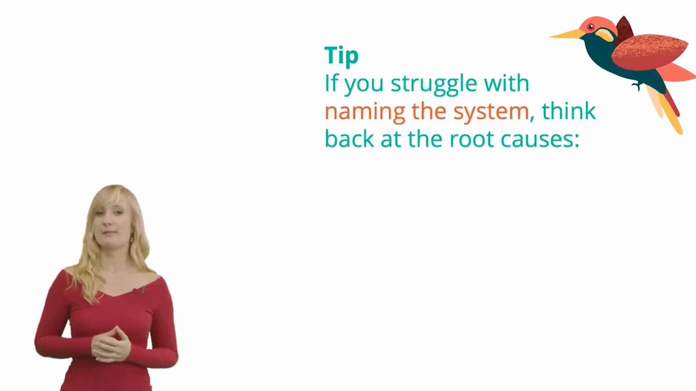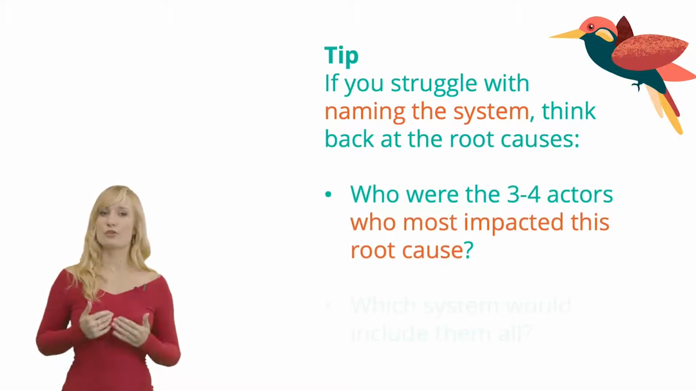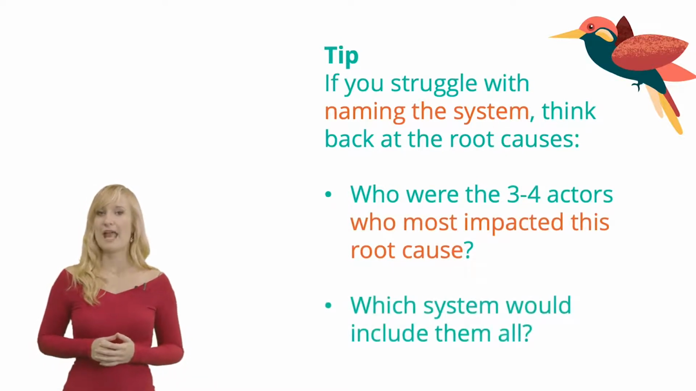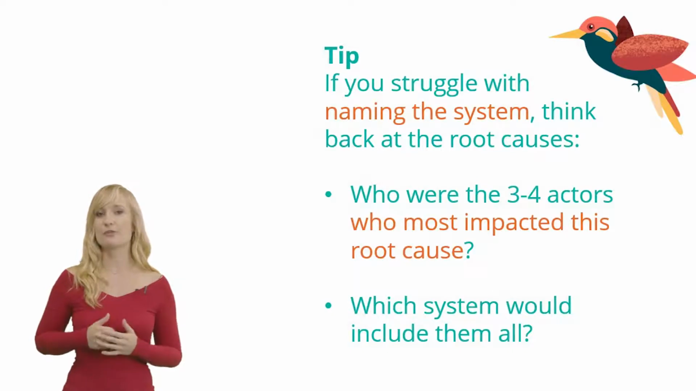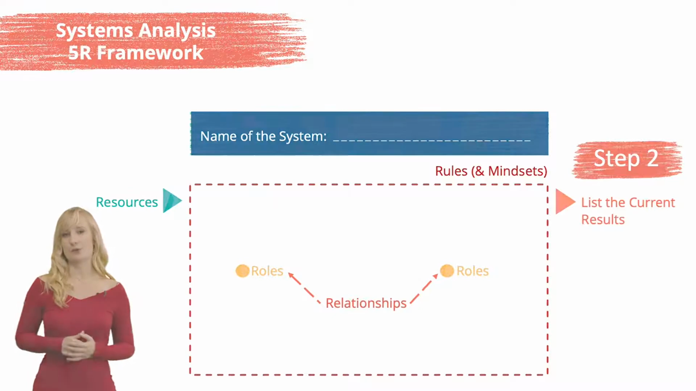If you struggle with naming the system, here's a tip. You can think back at the root of the social problem you chose to focus on and think about the 3 to 4 actors with the most impact in the root cause. Now, think which system includes them all.